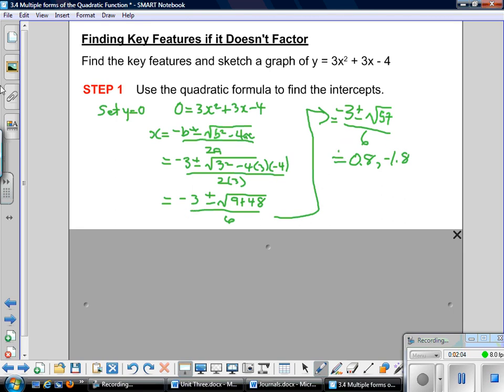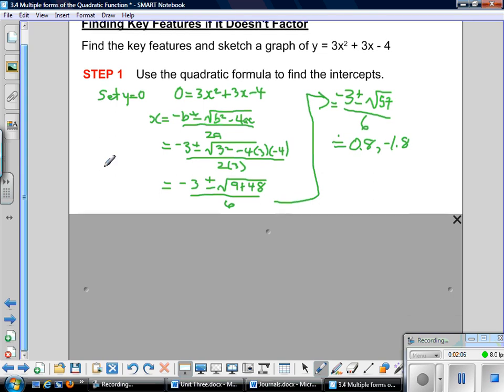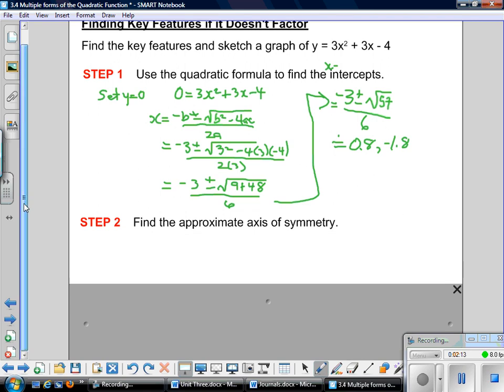So now we found the x-intercepts. Okay, and actually I probably should have put that x-intercepts is what we're finding. We didn't find the y. Okay, to find the approximate axis of symmetry, well, it's going to be between those 2 points.